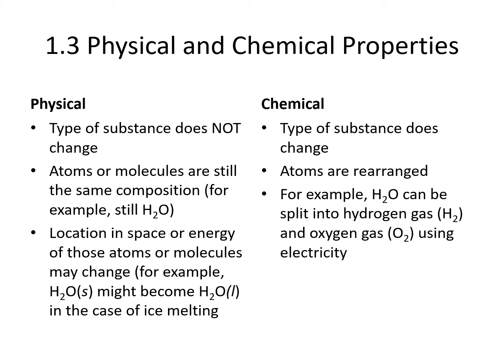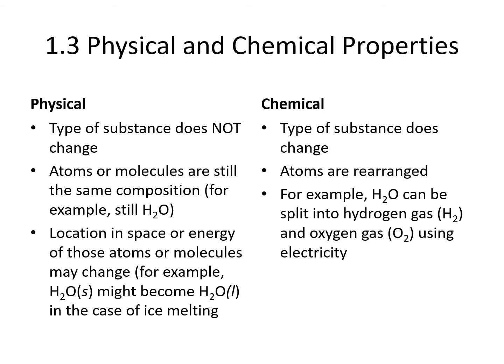We have classified matter into pure substances versus mixtures. We can also put properties into categories. Properties can be either physical or chemical. With physical properties, the type of substance does not change. For example, we may be studying water, which is H2O the whole time.